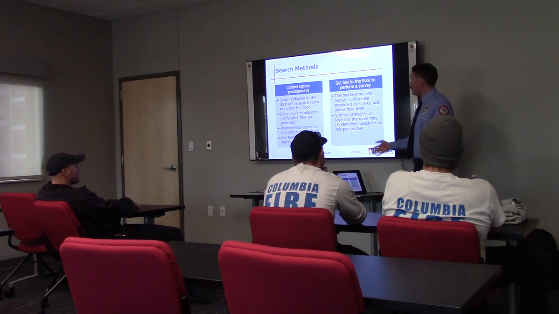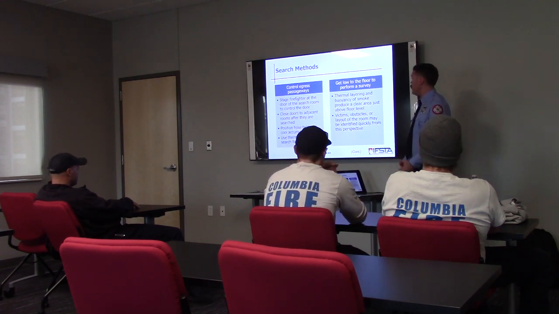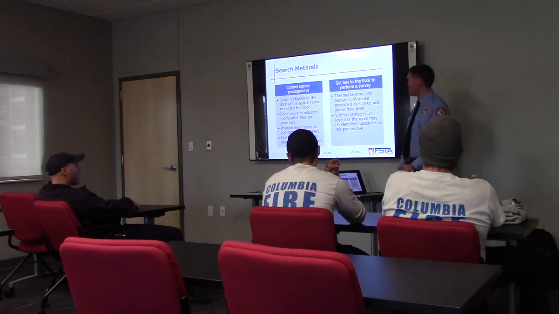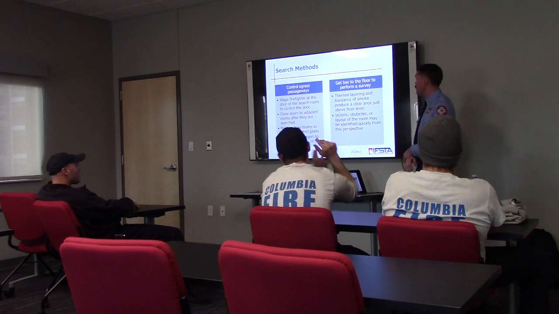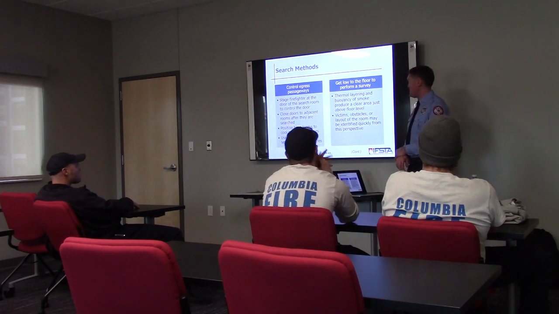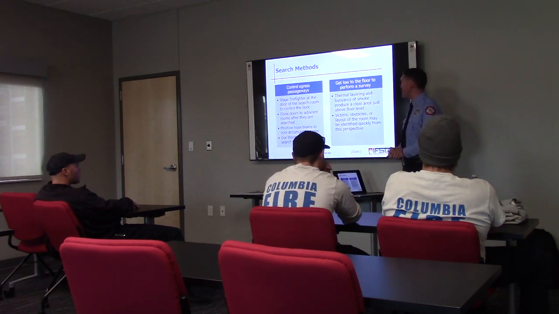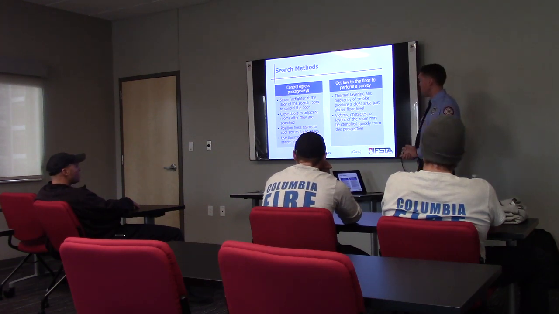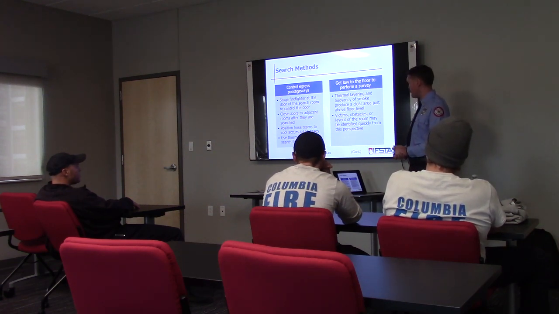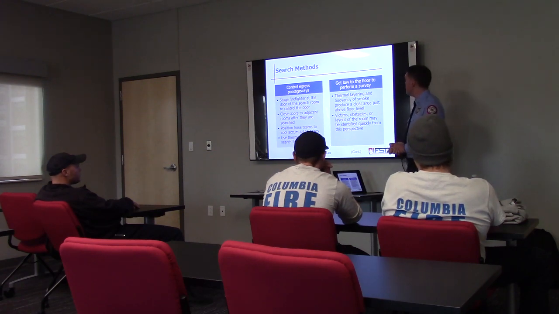Make sure that you control your egress passageways. One firefighter at the door of the search room can control the door. If they have a thermal imaging camera, they can also make a sweep of that room and alert you to anything that may be there. Close doors to adjacent rooms after they're searched, again limiting fire spread and controlling those flow paths. Position the hose teams to cool accumulated gases, if necessary.